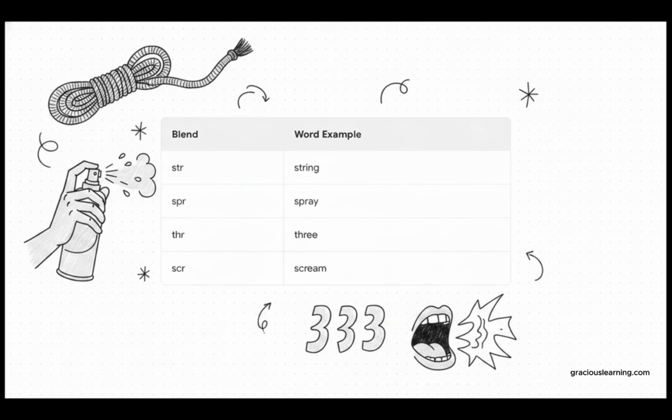Take STR. Squish them together and you get str, as in string, or SPR, spr, like in spray. We've also got THR, giving us thr for three, and SCR blending into skr for scream. When you make those sounds, you can literally feel your mouth moving through each individual letter, blending them together seamlessly.